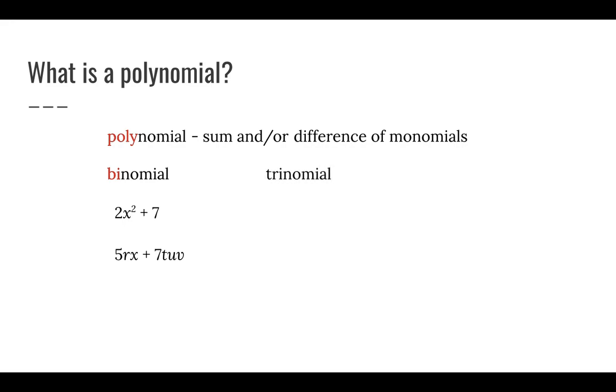Another example, a trinomial. The prefix tri means 3. So as you can guess, I'm going to have 3 terms in there. So x cubed minus 10x plus 1 is an example of a trinomial because each of those 3 pieces are considered terms.